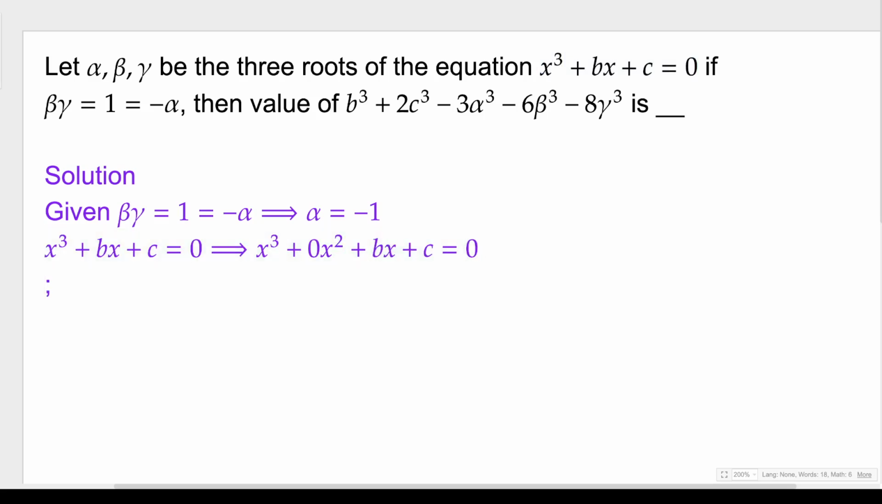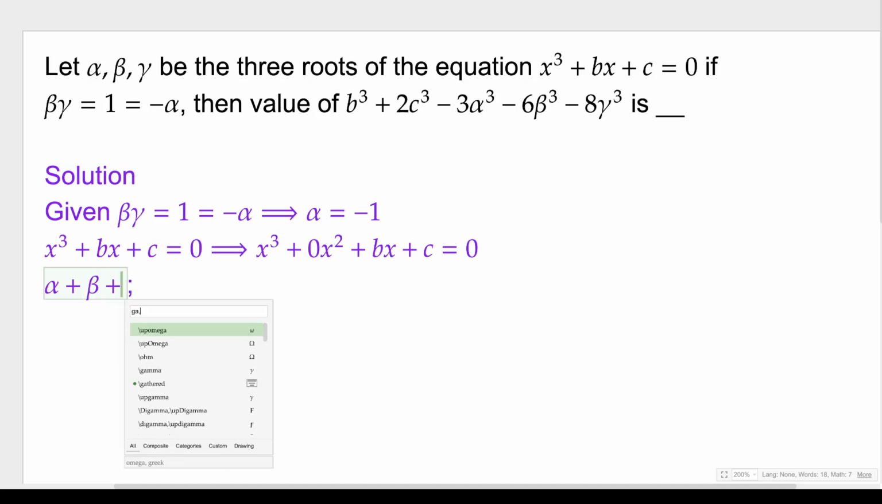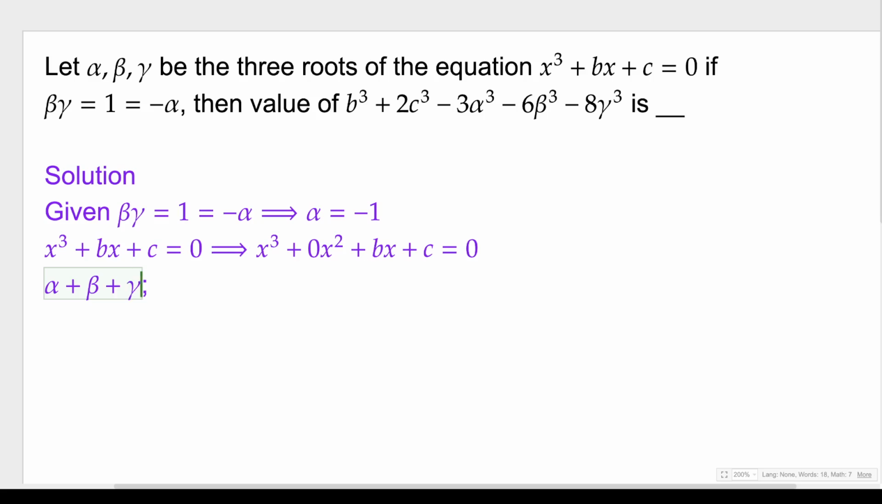So from this we can write the sum of the roots, that is alpha plus beta plus gamma, that is equal to 0, right? Sum of roots of cubic equation. Now the next one, that is taking two roots at a time, taking the product and then adding them, right?